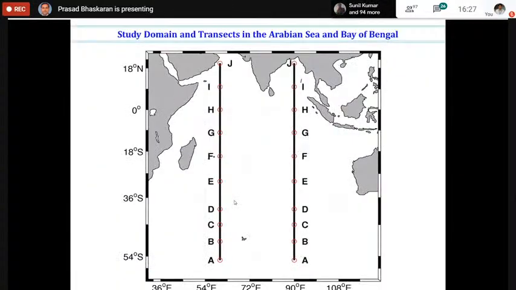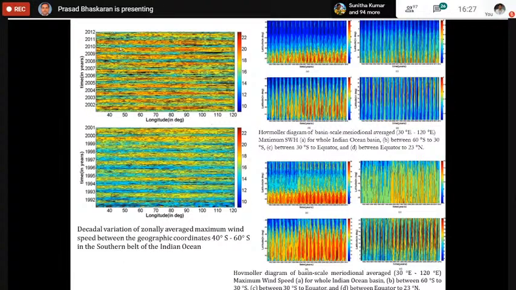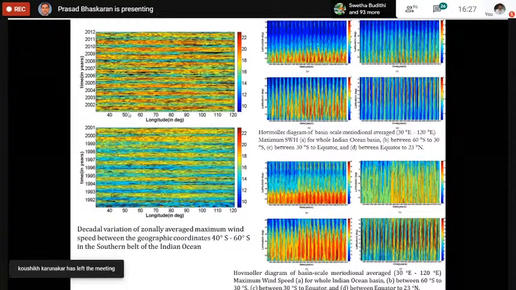And what we have done is we have done a study to understand how the waves are basically changing in the last 2 decades. This Hovmöller diagram basically is the data that you have extracted from the satellite. So it's very clear from this figure.